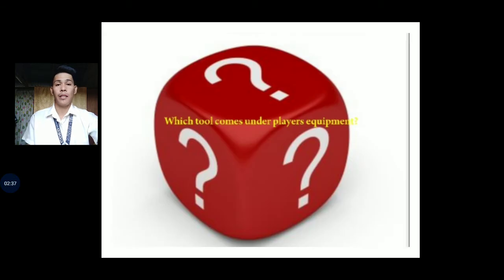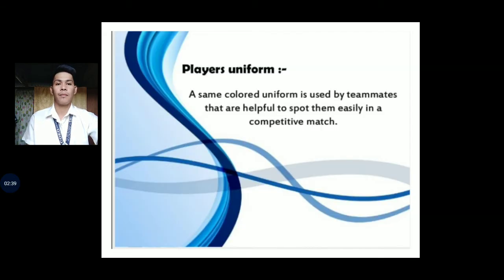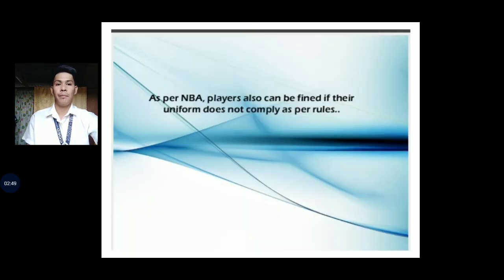Which tools come under players' equipment? Players' uniform. A same-colored uniform is used by teammates, which is helpful to spot them easily in a competitive match. As per the NBA, players can also be fined if their uniform does not comply with the rules.